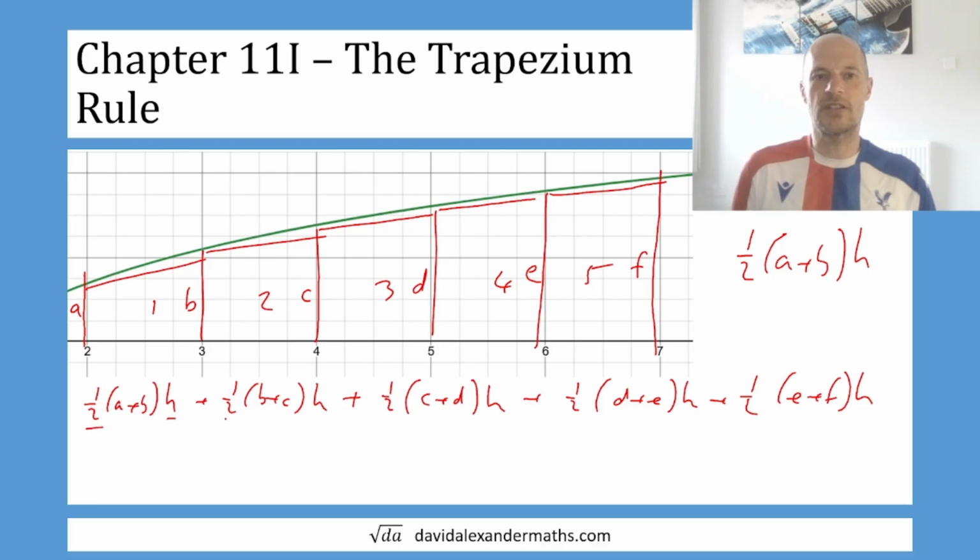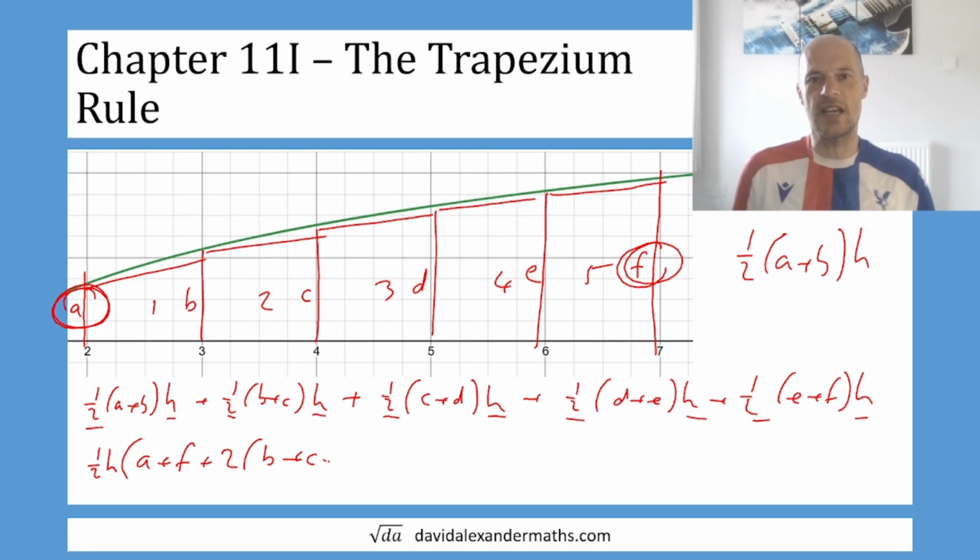Now all of these parts in this long expression have a half h in them, so I can factorize out the half h. So that will be a half of h, and in brackets a plus b plus b plus c plus c plus d plus d plus e plus e plus f. So every letter repeats twice apart from the very first one and the very last one. So it's going to be a half h, (a plus f) plus 2 lots of (b plus c plus d plus e), and that is the trapezium rule.